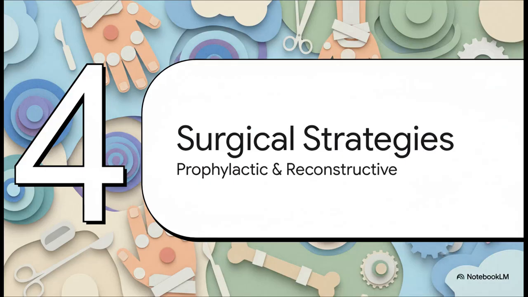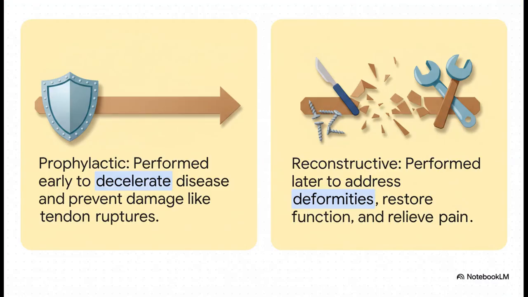Okay, so we know the risks are high, but what can we actually do about it? Let's get into the surgical toolkit we have for tackling these problems. Basically, our surgical playbook splits into 2 main approaches. You've got your prophylactic or preventative operations. Think of these as getting ahead of the problem, trying to slow the disease down early on.